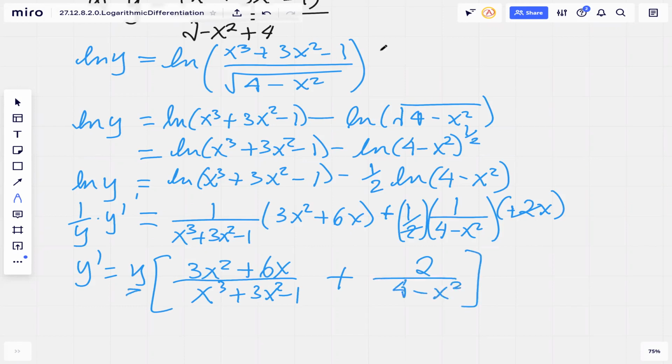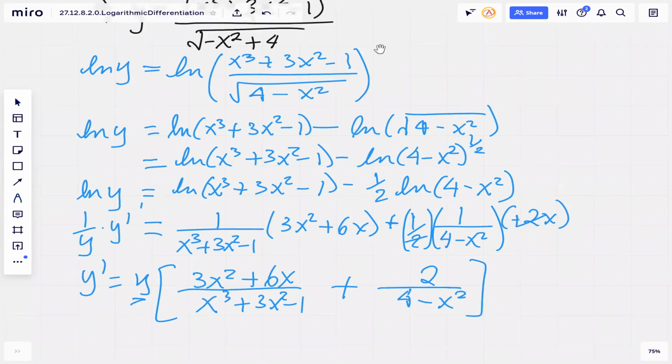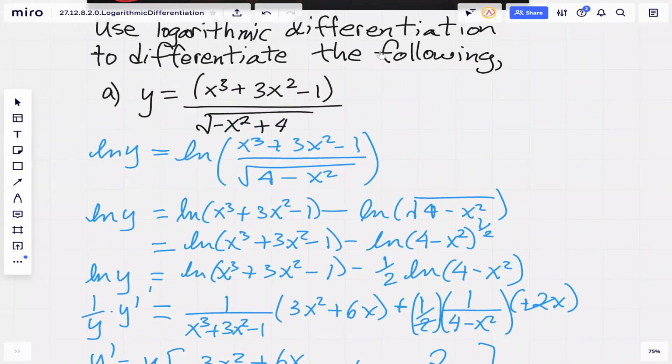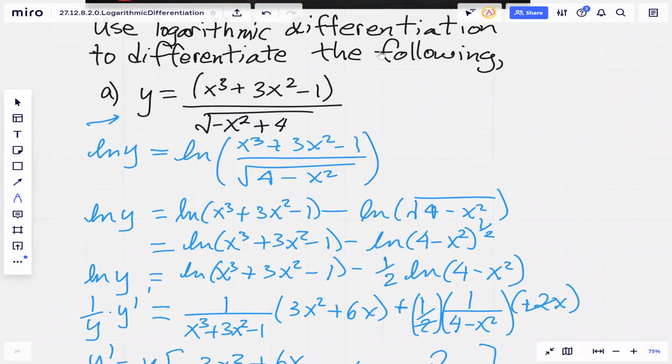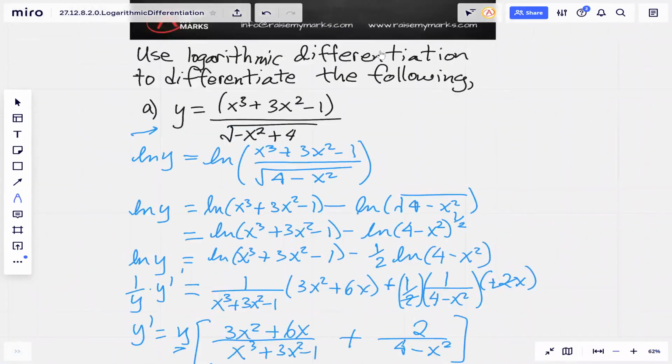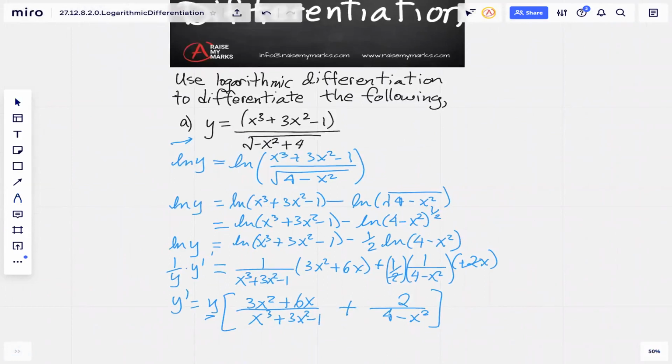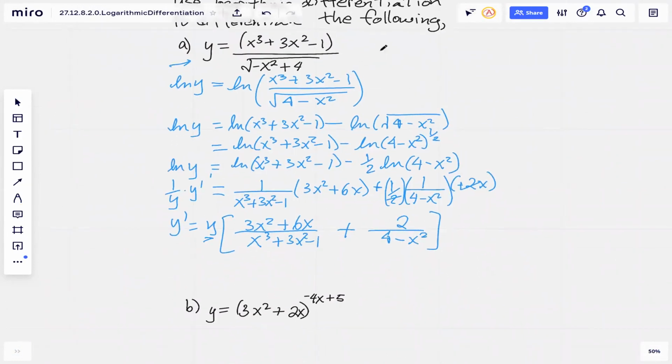Now what is y? Let's go back up to the top. This is our y right up here, so let's plug that in below. Again, let's make this a little smaller so we have some more space. Let's see everything. Okay, we have just enough space.